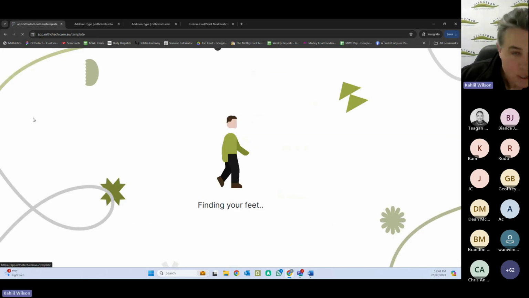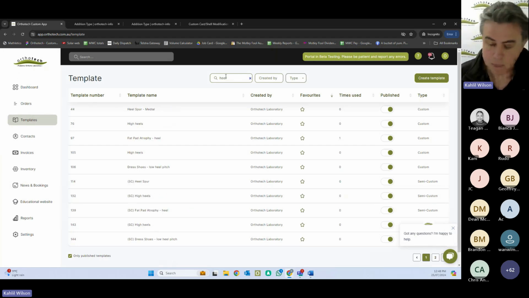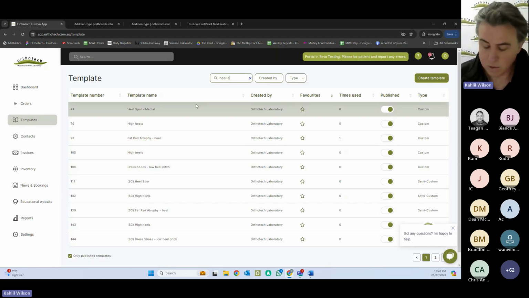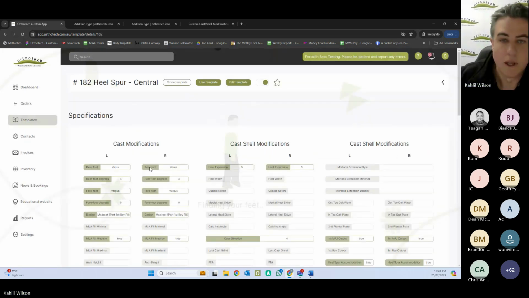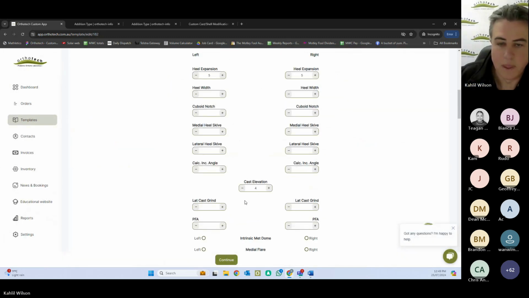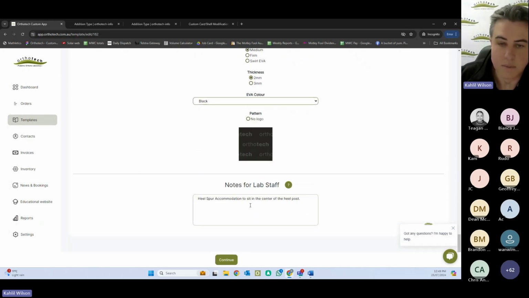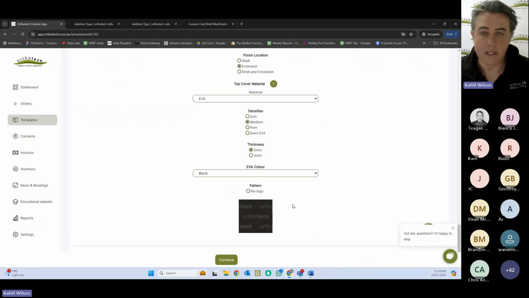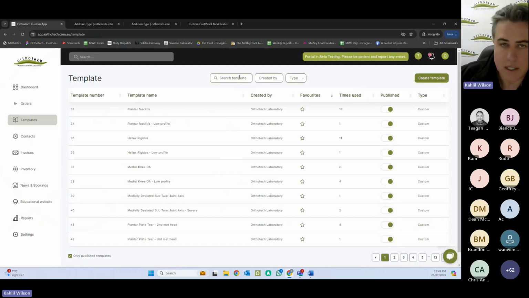So, and really the only difference between that and the heel spur where the pain is medial, central, everything remains the same. Except for the notes. So what it's saying is to sit in the center of the heel post, which is essentially what it's going to be like in that picture. But we don't tend to recommend the J-pad when the pain is lateral.